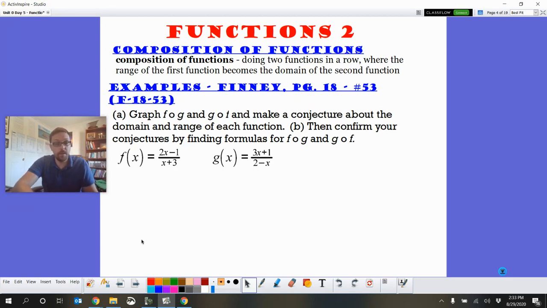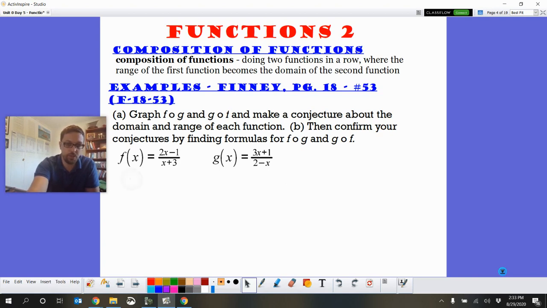So f of g, domain and range, oh yeah, domain and range of each function is just all real numbers, all real numbers. So f of g is going to be this. We're going to take this piece and we're going to put it in these two spots, in the three x spots, the two x spots.